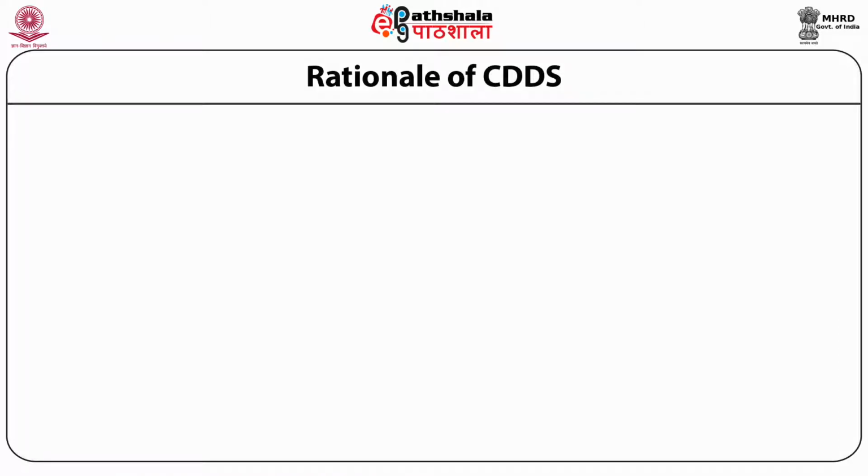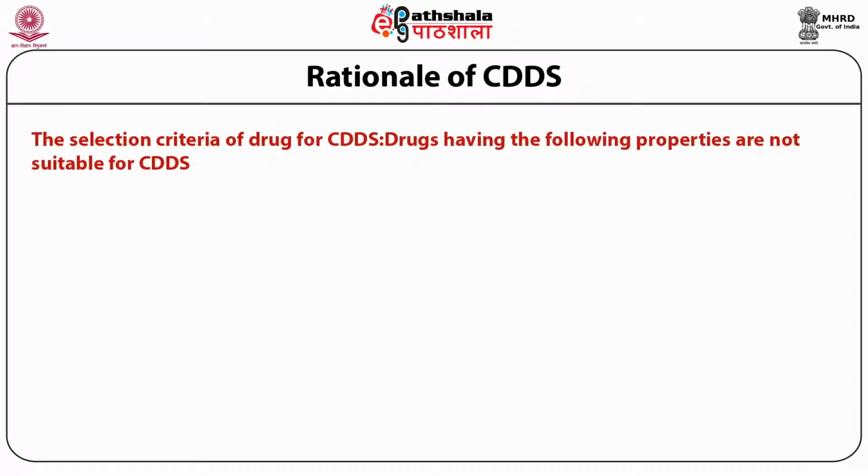Dwelling further on the rationality of the controlled drug delivery system, we need to understand the selection criteria for the controlled drug delivery system. Rather than telling what drugs are suitable, let us concentrate on what drugs are not suitable for the controlled drug delivery system.